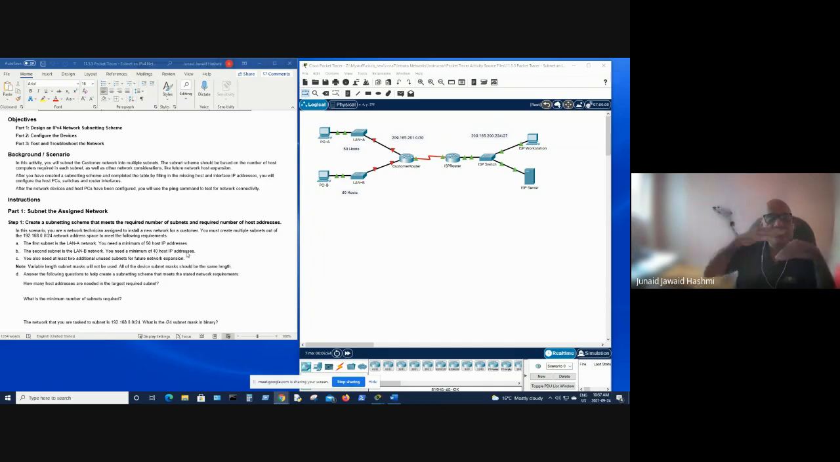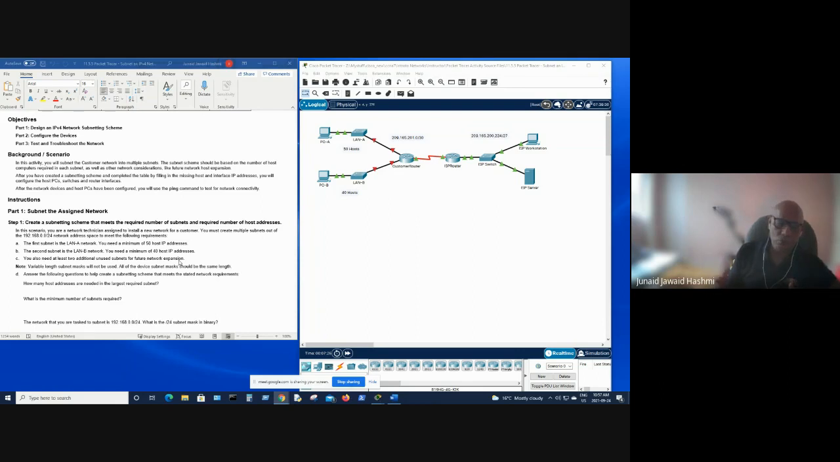So when you're configuring your subnets, you have to consider the minimum hosts you need. Therefore you're going to borrow the bits based on how many hosts are required in each subnet. So the second subnet requires 40 host addresses. You also need at least 2 additional unused subnets for future network expansion.